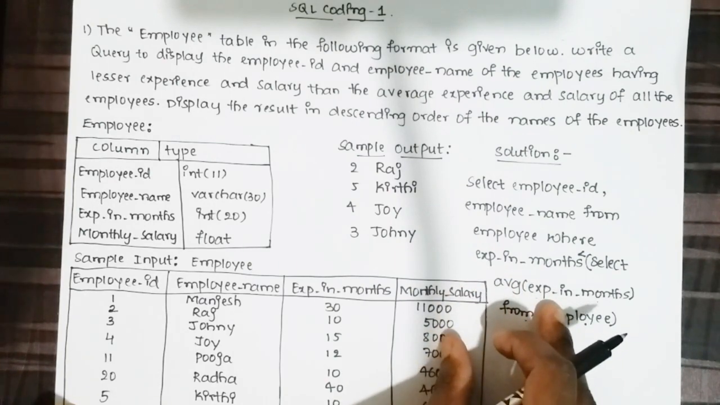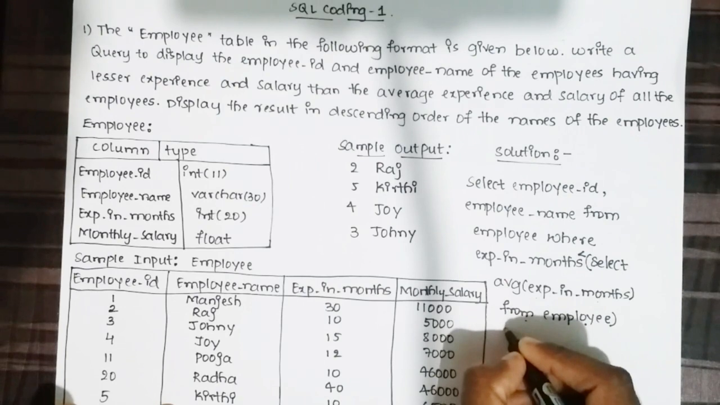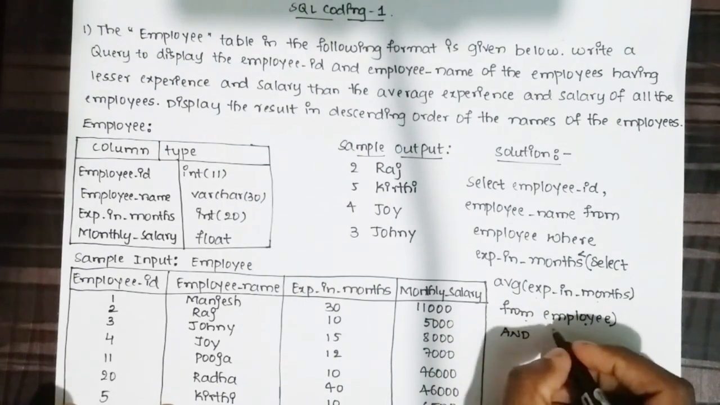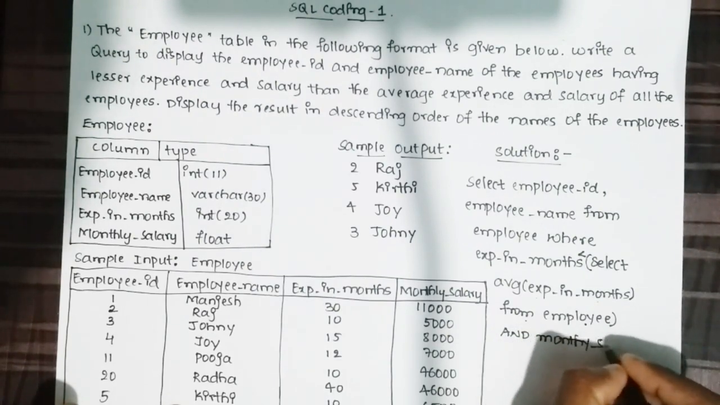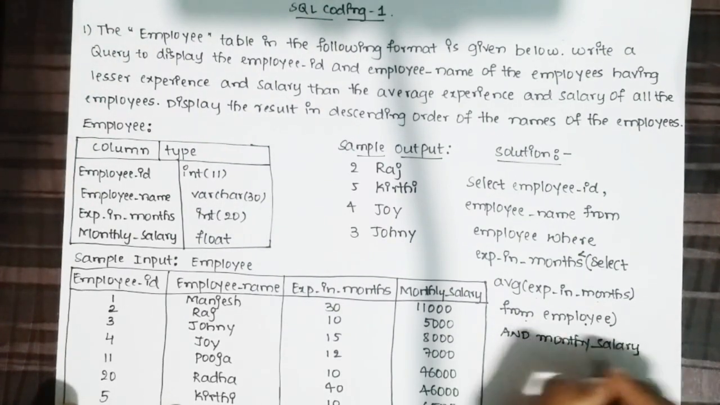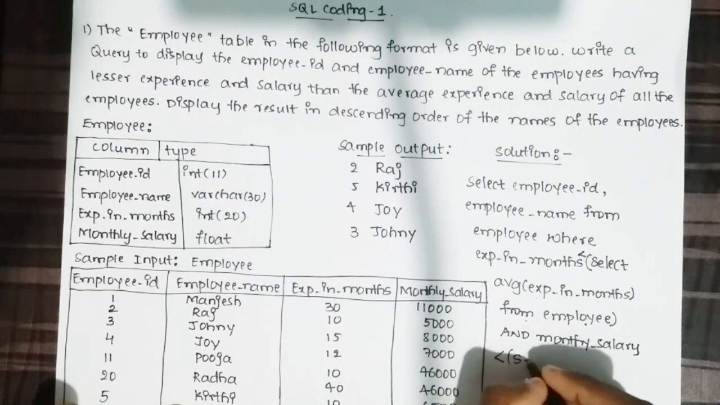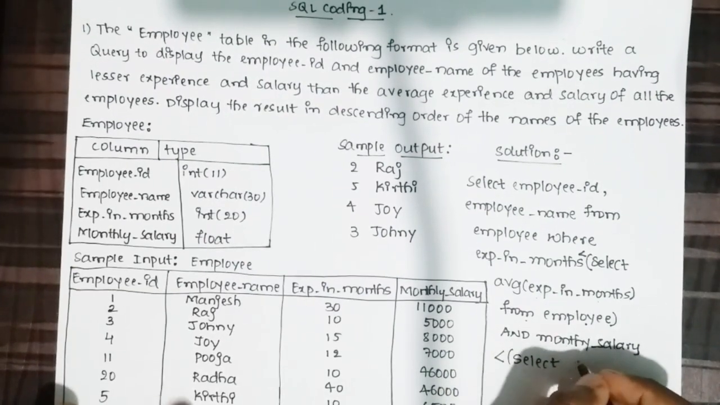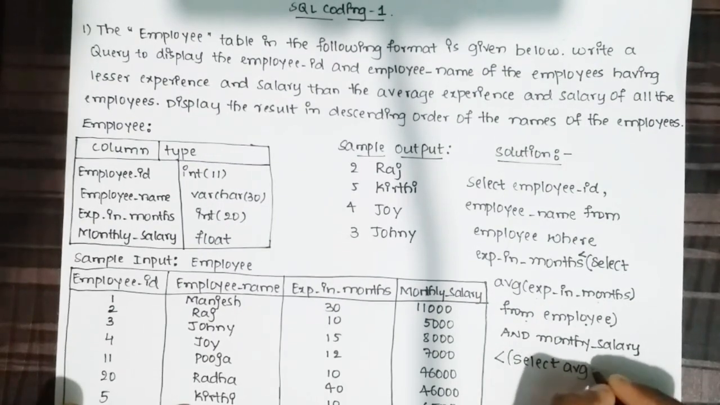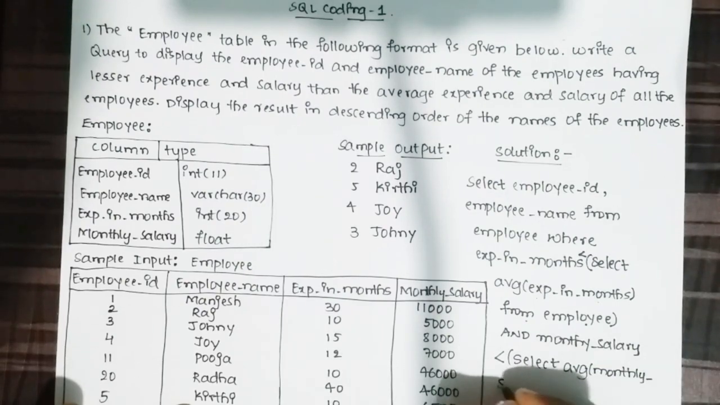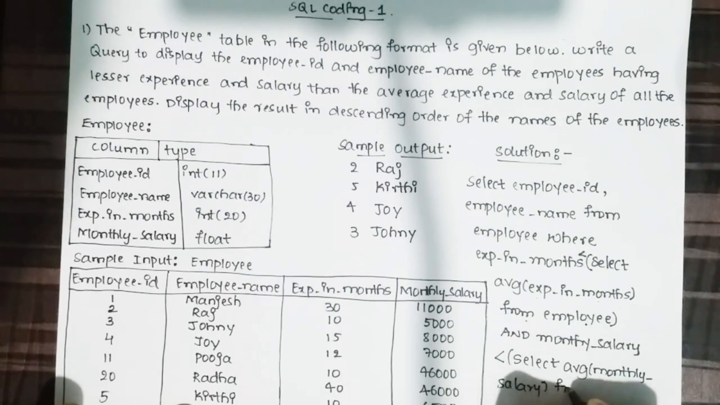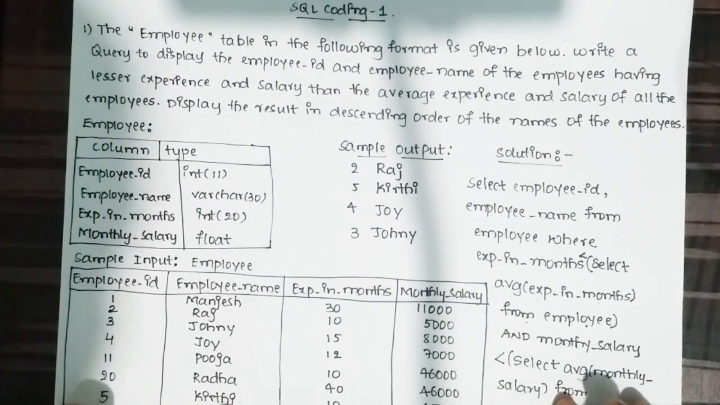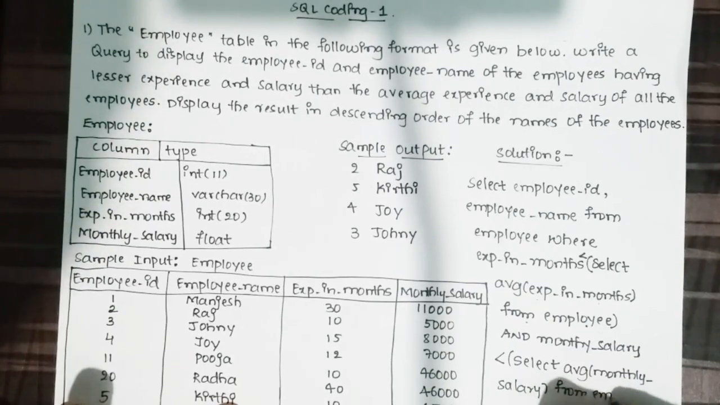Now again you need to do for salary also, so you need to append it with the AND clause. So AND followed by the monthly underscore salary, even it should be less than select. So you are going to calculate the average monthly underscore salary, so average monthly underscore salary from the employee. So from followed by the name of the table, which is the employee table.